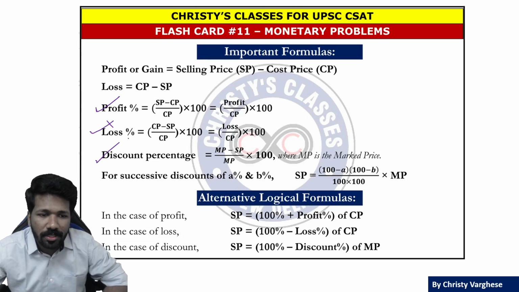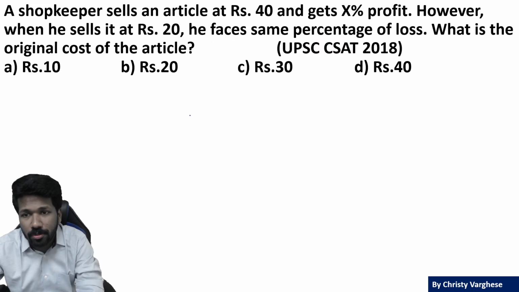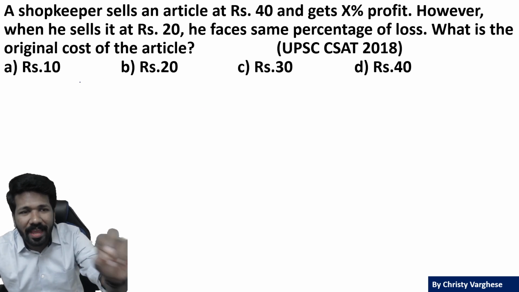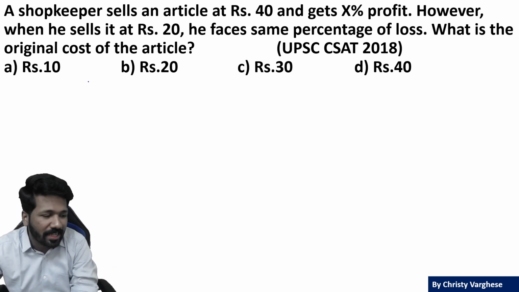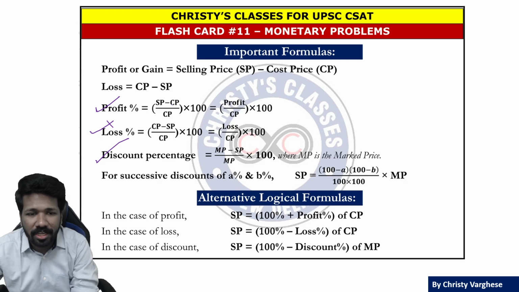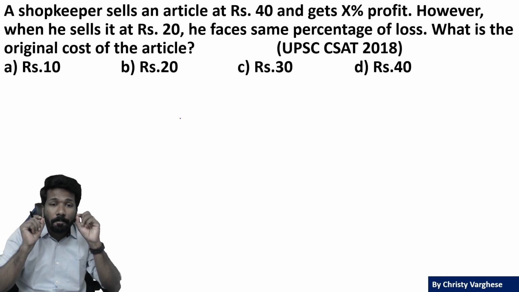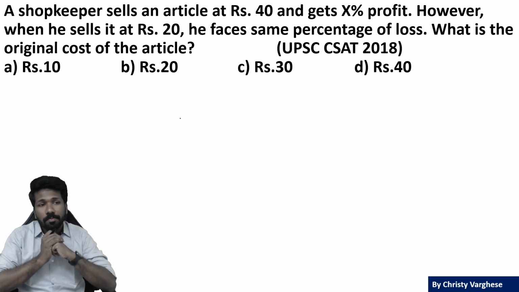Profit percent, loss percent, discount percent formulas you learned in school days. You can do this question that way also, but that is very time consuming. When you read the question and the options, you will realize that you don't have to waste that much time using these formulas. Instead, you can do this with the options, with the rejection approach, better.